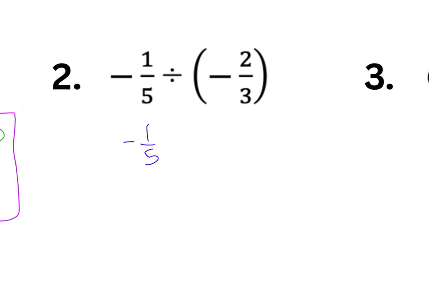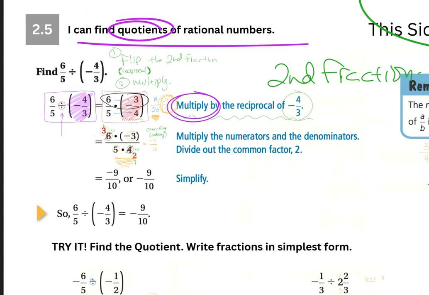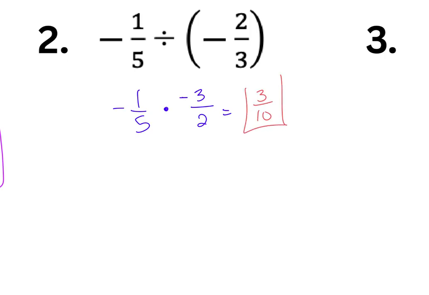Number 2. First fraction stays the same. We're going to multiply, and we're going to flip the second fraction. If you have no clue why, you can find out. You multiply straight across, and you get 3/10. We're done.